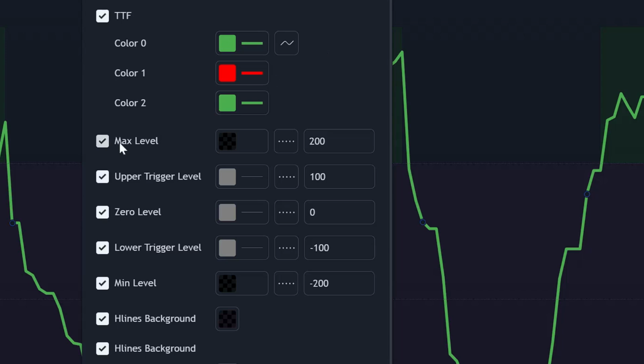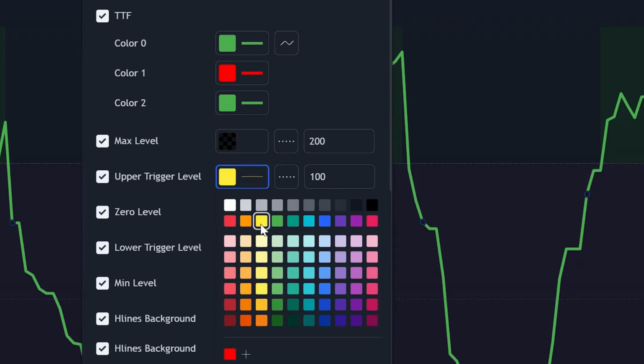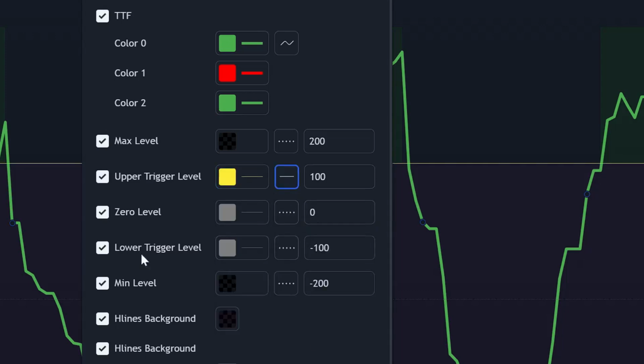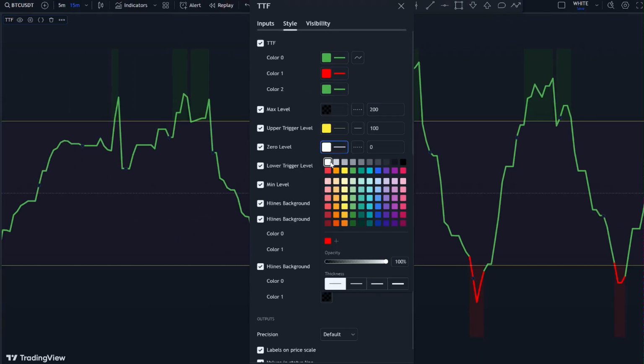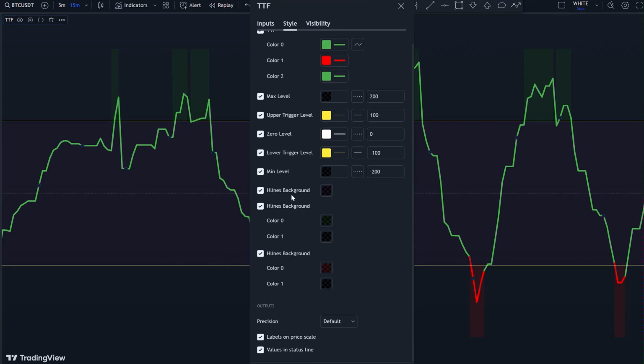While you're in the Style tab, take a look at the other options. You can adjust the line thickness and transparency to make the indicator even more visible on your chart. Play around with these settings until you find a combination that suits your trading style.